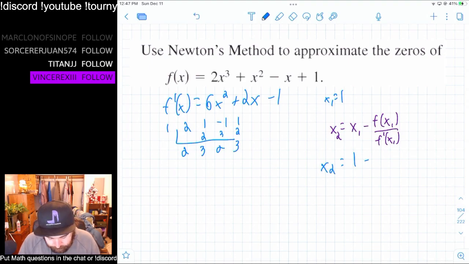1. So 2, 3, 2, 3. Okay, yeah. So that is how it works. If you plug it in, the remainder is that. So 1. What was that all to say? F of 1 is 3. F prime of 1 is 7.